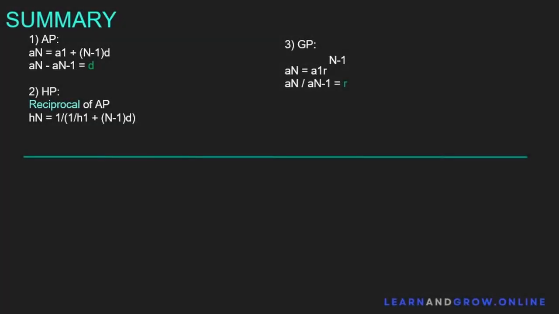So in summary, in an arithmetic progression, to find a term, you use the formula an is equal to a1 plus n minus 1 into d, in which a1 is the first term of the progression and d is the common difference. To find a term in the harmonic progression, you use the formula hn is equal to 1 divided by 1 over h1 plus n minus 1 into d. And to find a term in a geometric progression, you use the formula an is equal to a1 into r to the power n minus 1, in which r is the common ratio.